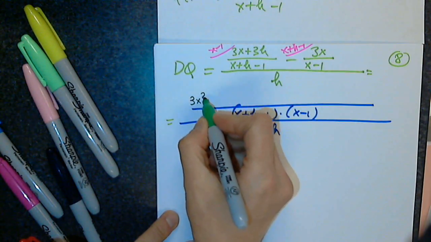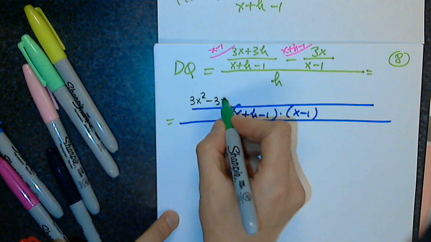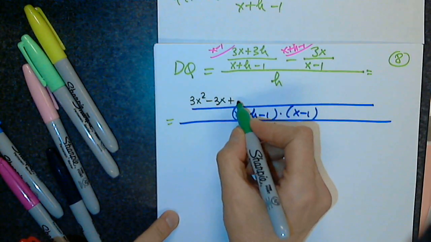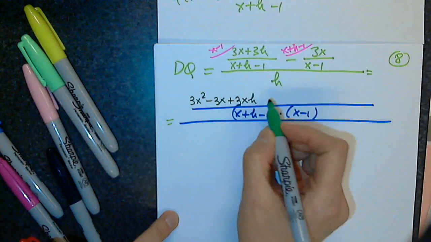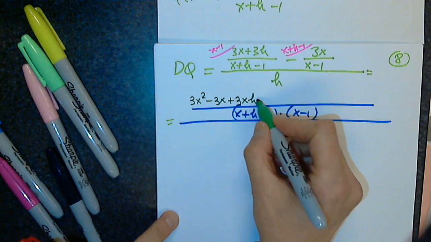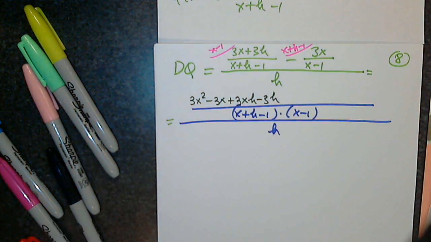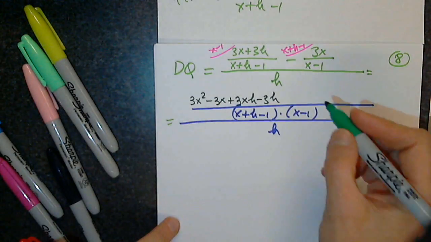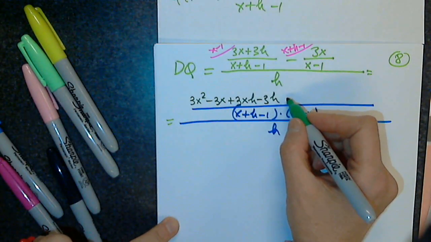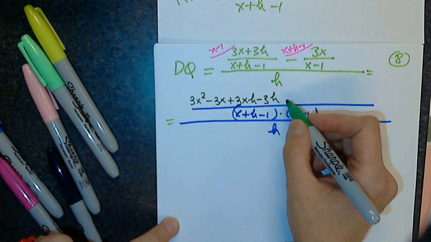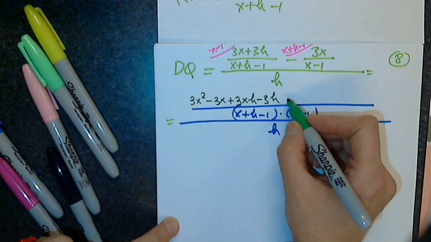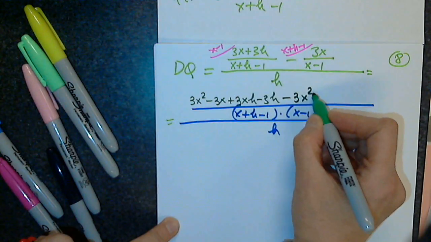3x squared, minus 3x, plus 3xh, minus 3h. Perfect. Couldn't say better. Next. 3x squared. I cannot write it without a symbol. I would not be able to continue. Yes. 3x squared. Very good.